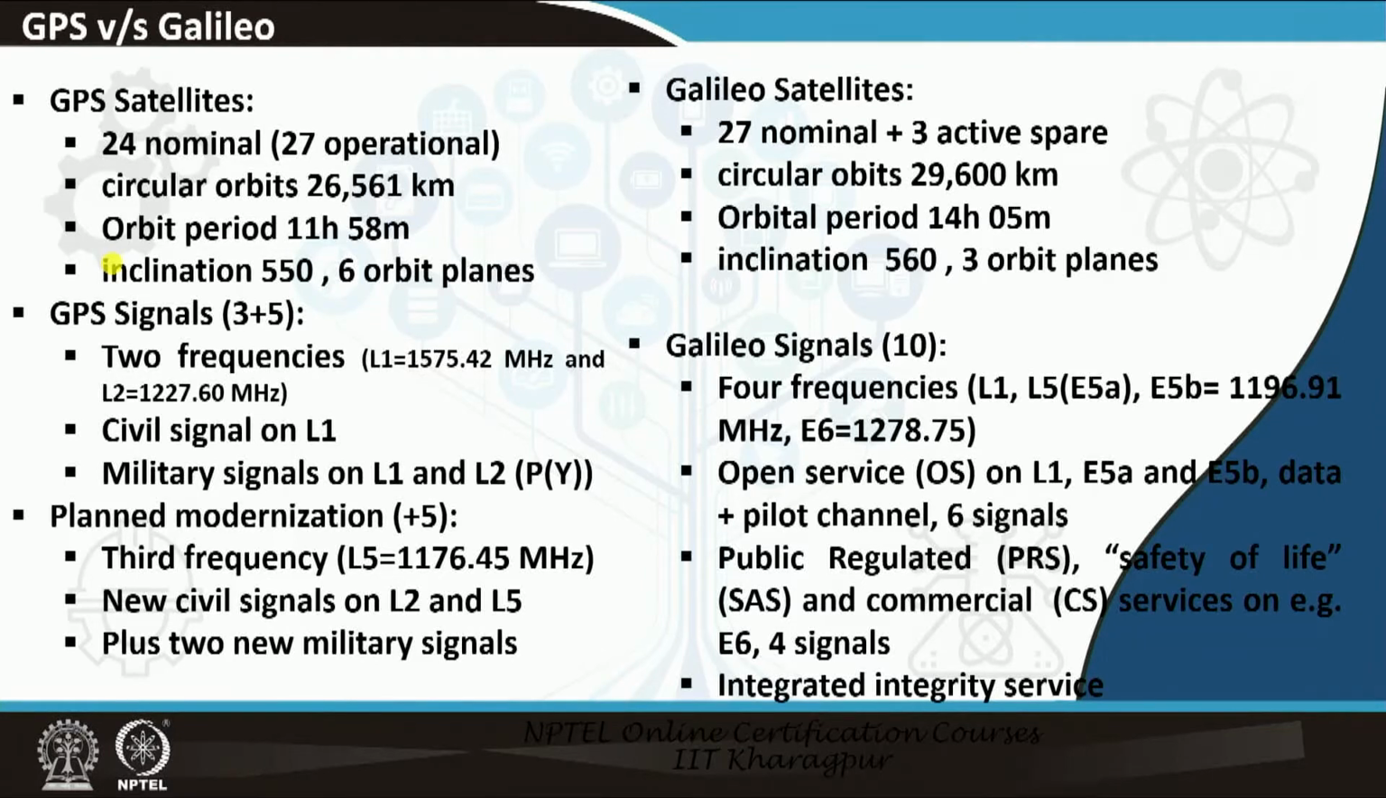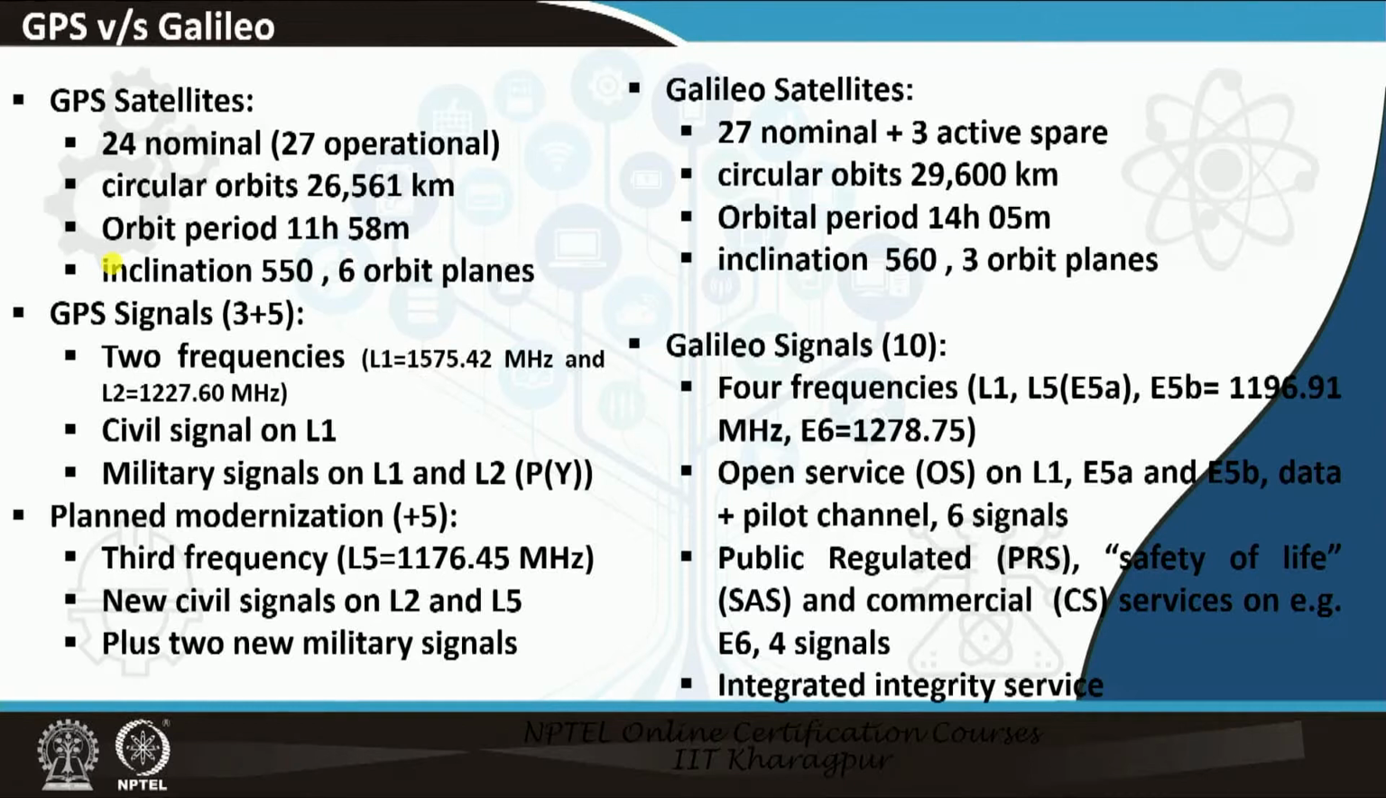GPS signals use 2 frequencies, L1 and L2. Civilian services are through L1, while military services use both L1 and L2 with the extremely precise positioning system. Whereas when you look at Galileo signals, they have 4 frequencies: L1, L5, which is also E5A and E5B, then E6. So these are different frequencies.